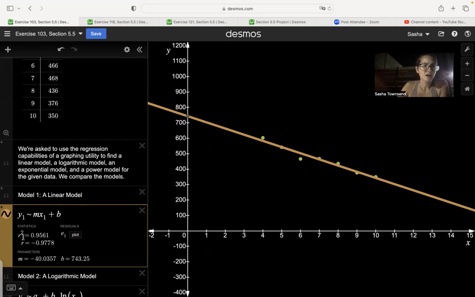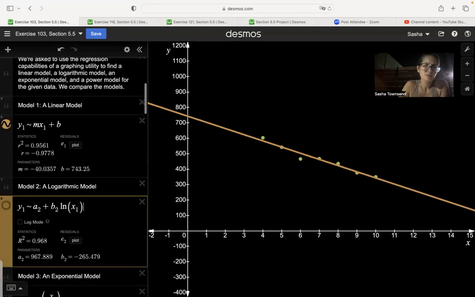I want you to notice that the r squared is 0.9561. So it's not as close as I would like to 1, but it's fine. It's within 5% of 1. So it's pretty good. So that's our linear model.